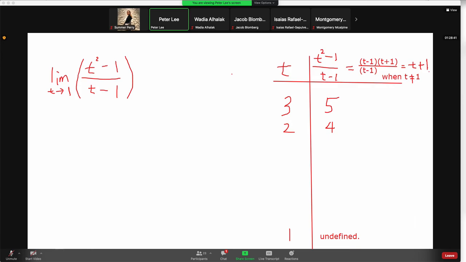So now let's pick a point which is closer to 1 than 2. How about if we plug in 1.1? Then what do we get for this expression, t squared minus 1 over t minus 1? That will be essentially t plus 1 when t is not 1. So therefore, what will this be? You know what? Sorry, I messed up here. I'm all wrong.